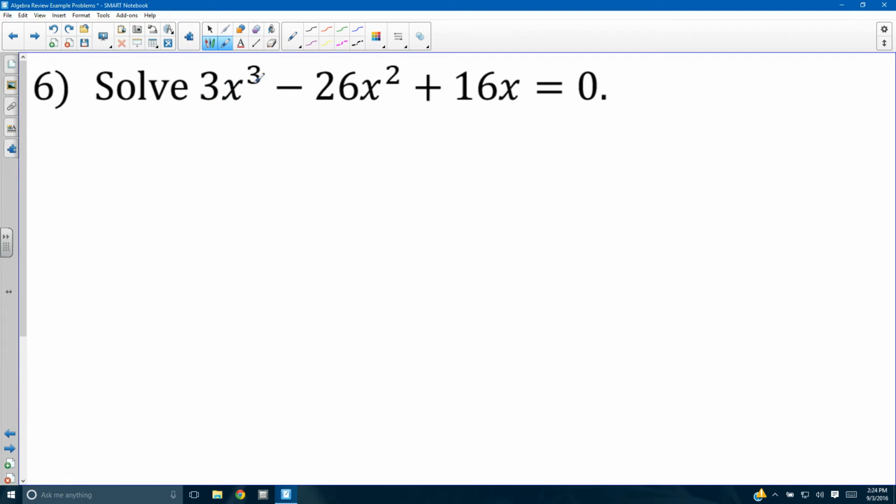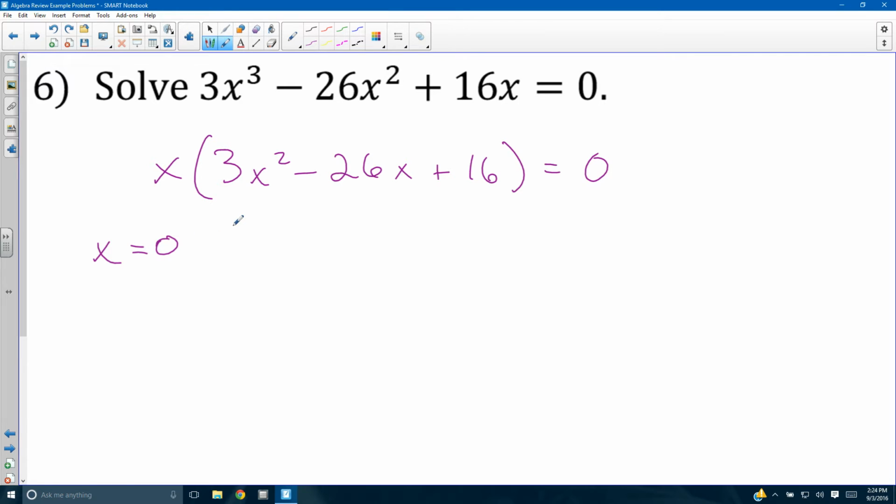This is the only number here that divides by 3. But you can divide out an x. And the left hand side is 3x squared minus 26x plus 16. So in this case, either x equals 0 or 3x squared minus 26x plus 16 equals 0. Now, if you felt incredibly compelled to try and factor this, go ahead and try. I do believe it's factorable.